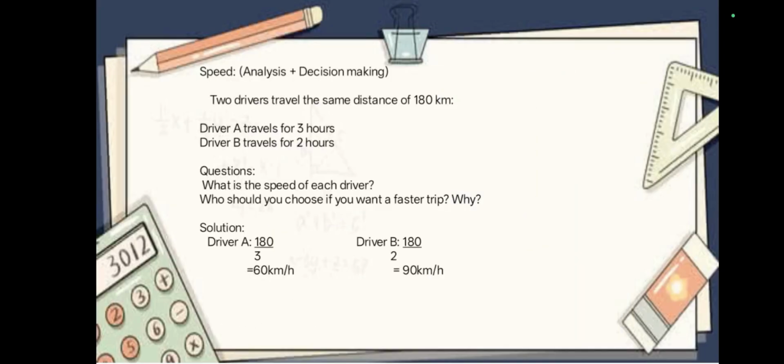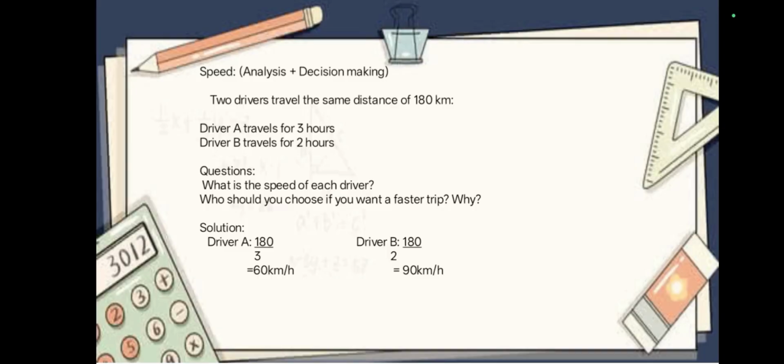Speed analysis plus decision making. Two drivers travel the same distance of 180 kilometers. Driver A travels for 3 hours. Driver B travels for 2 hours. The question is, what is the speed of each driver? Who should you choose if you want a faster trip?